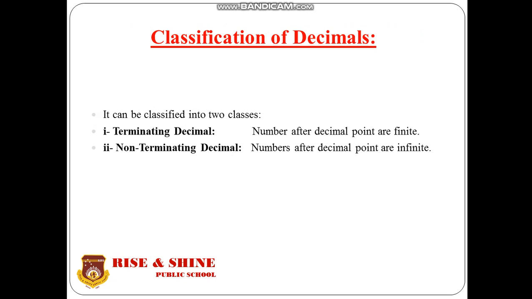Now the classification of decimals. It can be classified into 2 classes. First one is terminating decimal and the second one is non-terminating decimal. What is the terminating decimal? Terminate means finish or close. So in a terminating decimal, numbers after the decimal point are finite. Number 2, the non-terminating decimal means which cannot be closed or finished. So numbers after the decimal point are infinite.